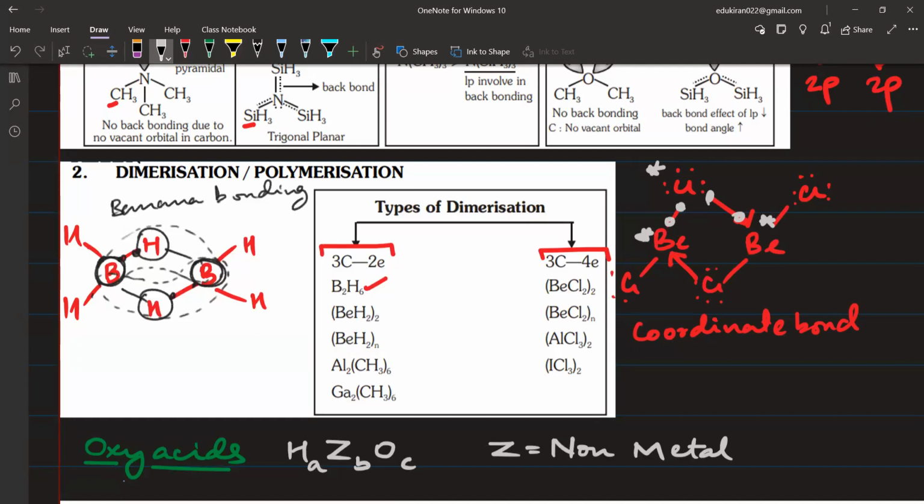Here you have 2 cases. You can have a dimer in this case, but if you have BeCl2 and then you have N, that means there are N number of BeCl2, then this is the case of polymers. Okay, this is a polymer. So please write this down. 2 types of dimerization that we have.